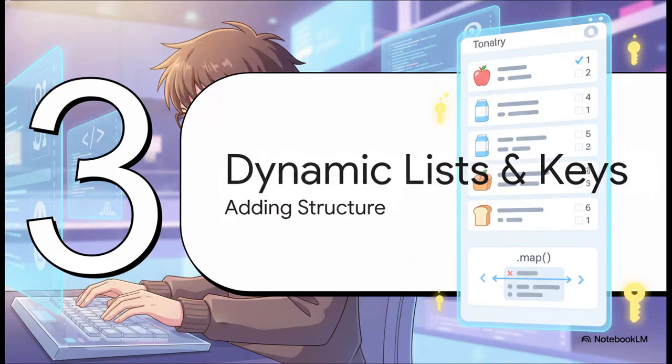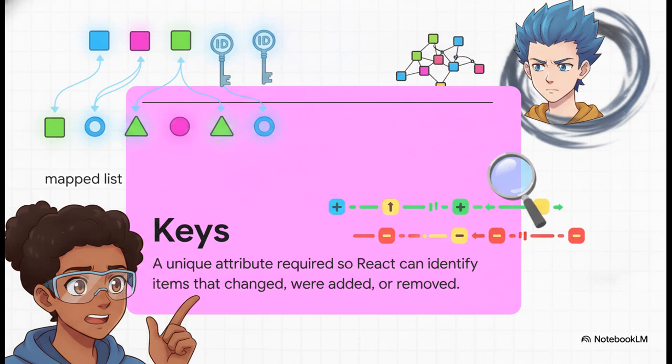Okay, section 3, dynamic lists and keys, adding structure to our data. Look, real-world apps need dynamic data, right? When you're building something like a grocery shopping app, you're going to be iterating over data and rendering lists using the JavaScript .map function. But I really need to warn you about a critical trap here. A key is a unique attribute, like an item ID, that is absolutely non-negotiably required for each list item. Why? So React can specifically identify which items changed, which were added, or which were removed. If you omit these keys when you generate your mapped lists, you are going to massively confuse React when the component tries to re-render. Always provide a unique key.